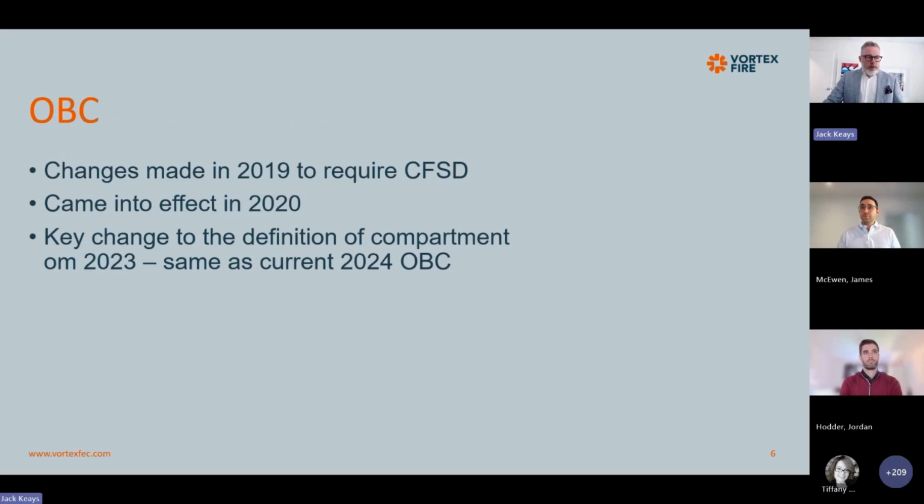So we talked about this. Dampers came into effect 2020. Sorry, I said 2022 earlier. Some key changes around the definition of compartment happened in 2023. I'm going to go to that in a second. And it's the same as the current 2024 OBC.